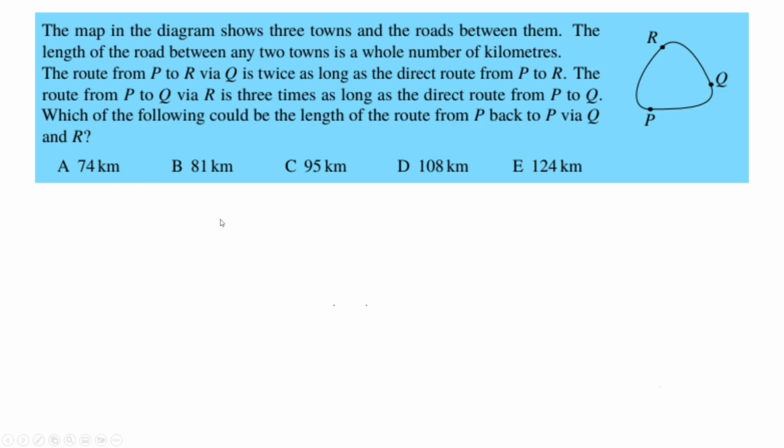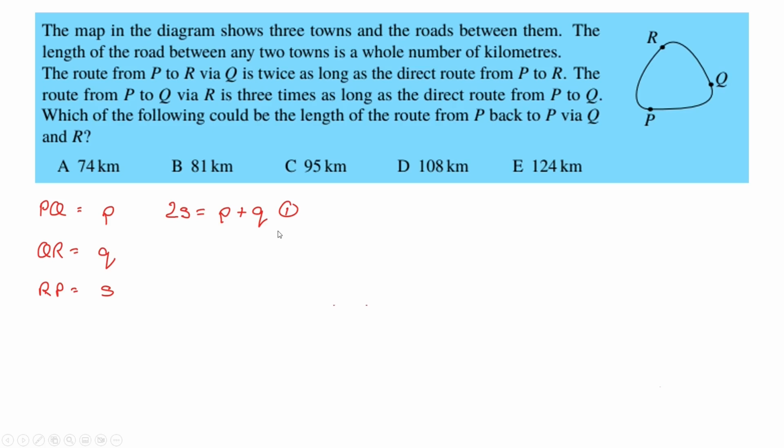So I'm going to label P to Q as P, Q to R as Q, and R to P as S. Probably not the best letters to use, but that's fine. Let's continue with this. Then it tells me, so again, just reading it carefully, P to R directly is half the length of going all the way around. So in other words, I can write it in terms of my variable. So 2S, which is a direct route, is equal to P plus Q.